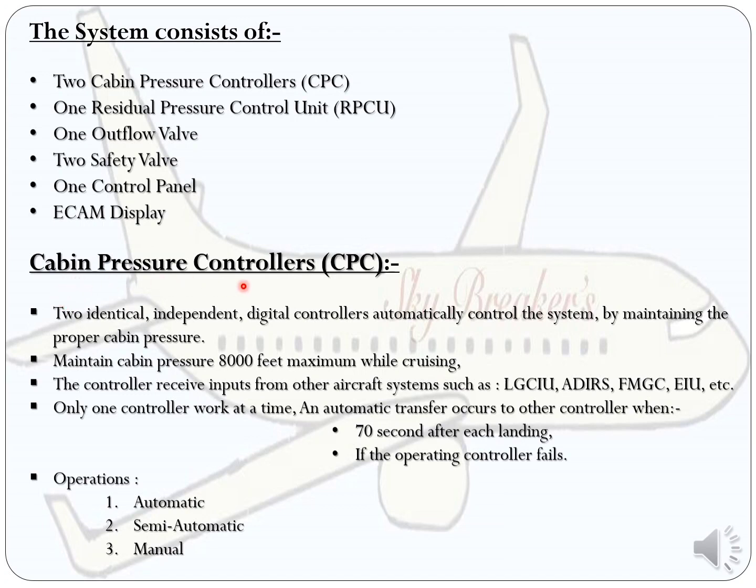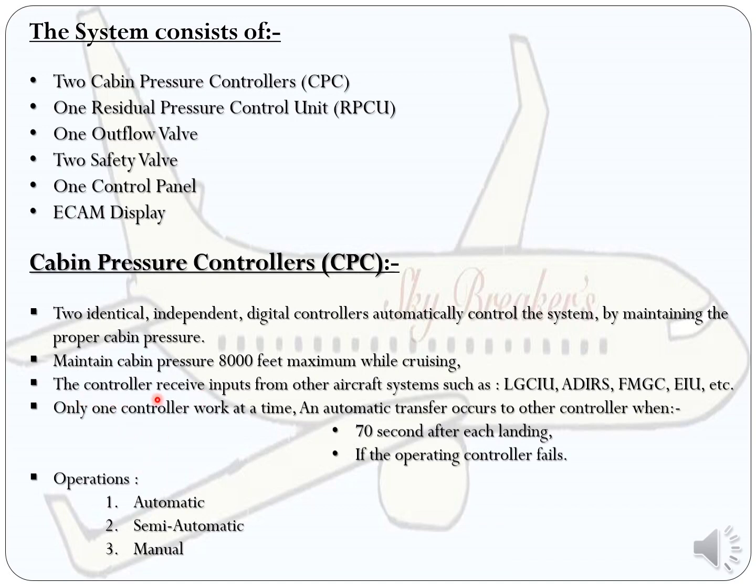First one is the cabin pressure controller, that is CPC. There are two identical independent digital controllers which automatically control the system by maintaining the proper cabin pressure. They maintain cabin pressure at 8,000 feet maximum while cruising. For example, when the aircraft is flying at 30,000 feet, inside the pressurized area it is maintained at 8,000 feet. Whichever pressure we get, the aircraft maintains at this altitude for passenger and crew comfort.